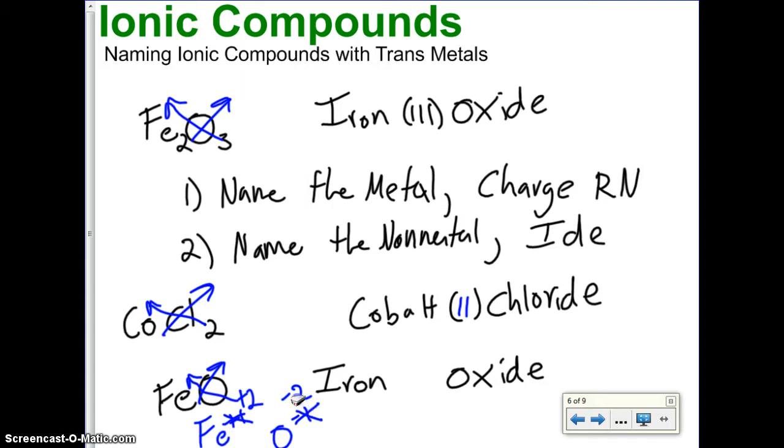If this is +1, this is -1. If this is +2, this is -2. These two are the same numbers, so they simplified to have basically 1s down here, if we remember that. So this is going to be iron 2 oxide versus iron 3 oxide. So that is naming transition metals, ionic compounds with transition metals.